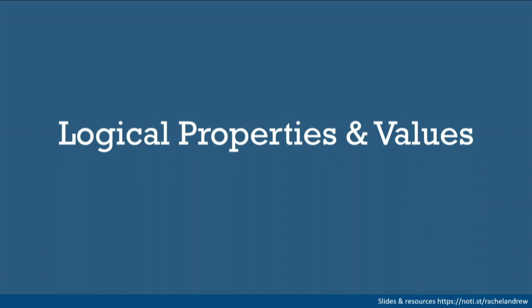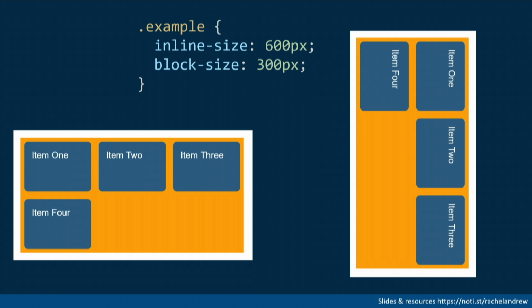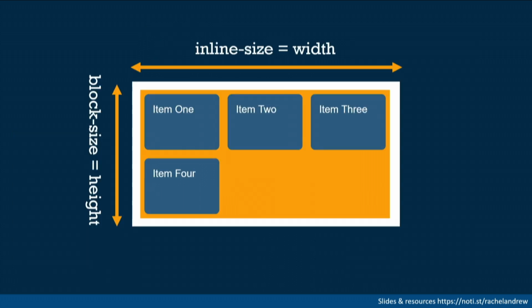So to solve this, we've got a whole new CSS specification. It's logical properties and values. It's basically just a set of mappings, mapping the physical world to the logical, flow-relative one. If we take that grid example, the first thing we need to do is change the width and height to the flow-relative inline size and block size. And that means we can then turn the thing over and everything stays the same. It stays the same shape, the same dimensions.